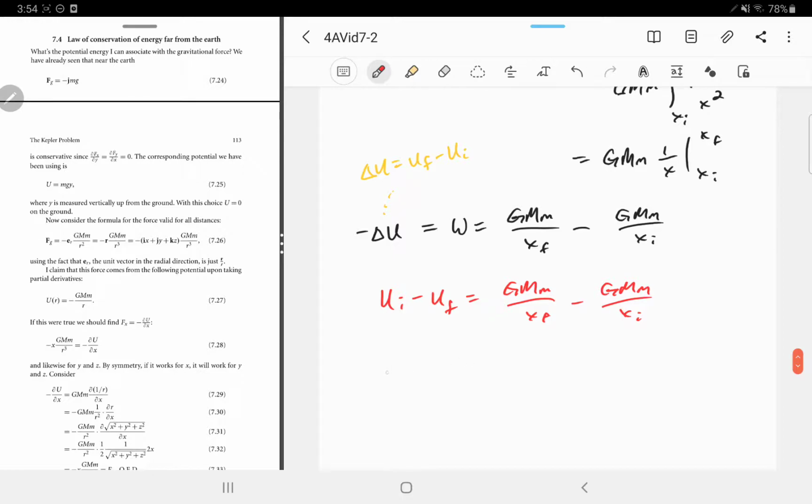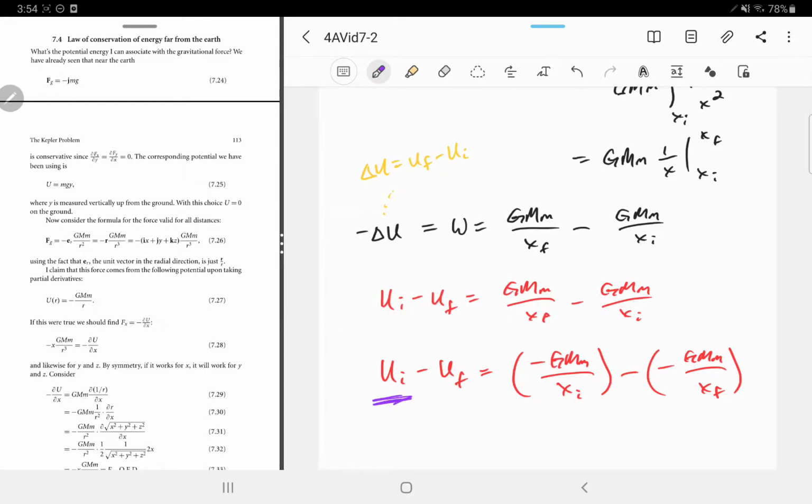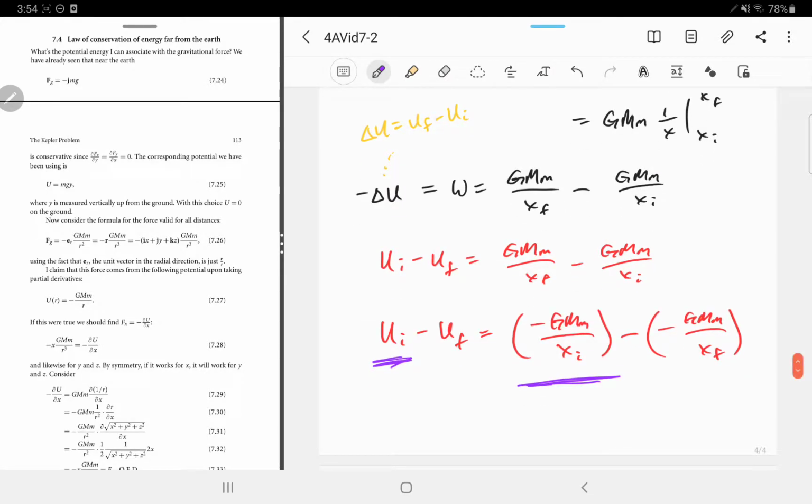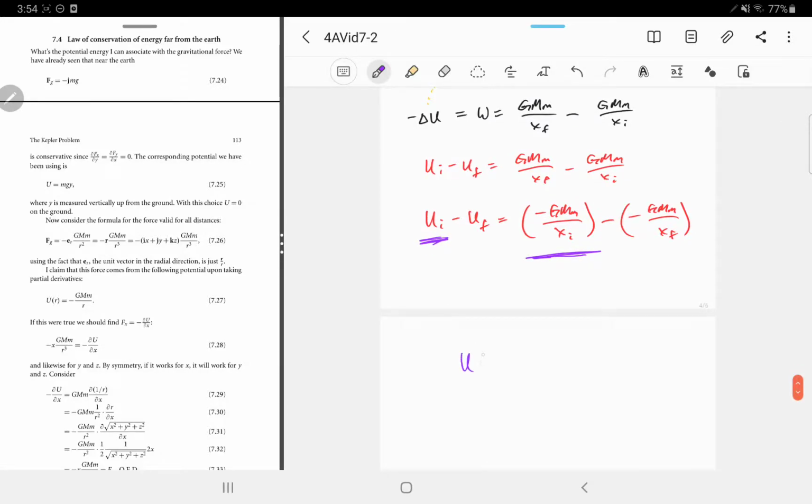And let me write it in a way that is more suggestive. So minus G M1 M2 over X initial minus, minus G M1 M2 over X final. See how I wrote it in a way so that it looks like U initial is this thing, maybe plus a constant because that part goes away, and then U final is this thing. So what this is suggesting is that we take our potential energy function to be minus G M1 M2 over R.